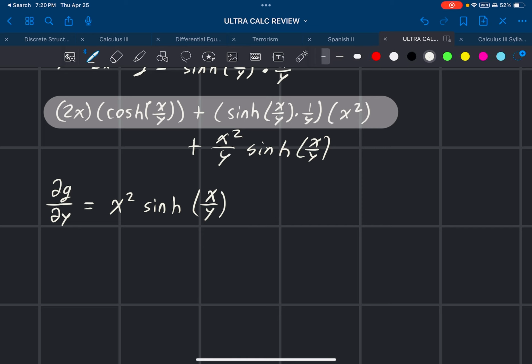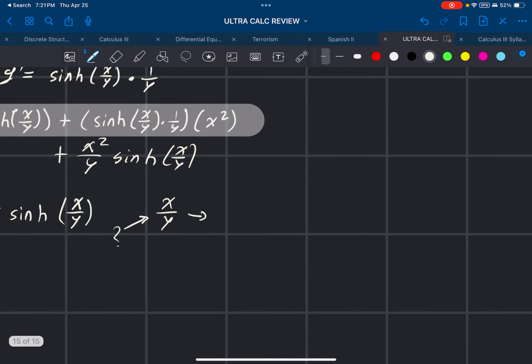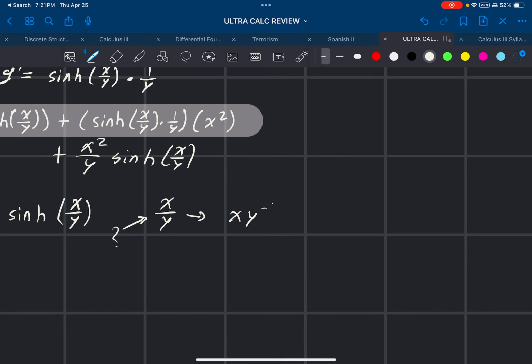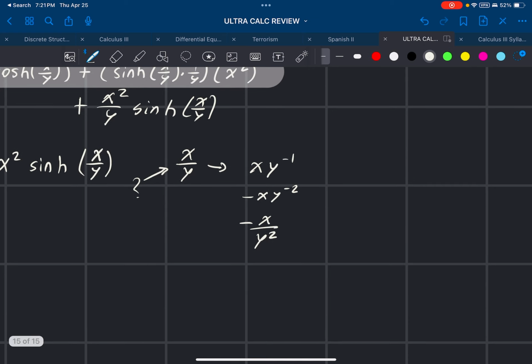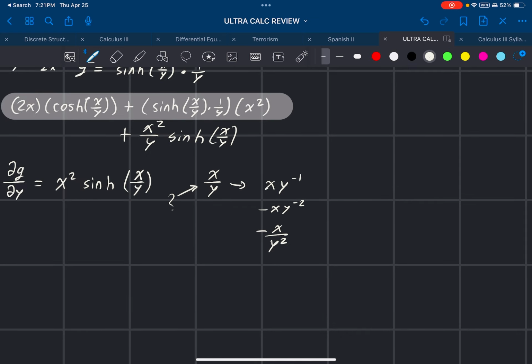Well, for this one, this is kind of awkward to take the derivative of as it is. So what you want to do here is bring the y to the top, and then go ahead and take the derivative like normal. So then this ends up being negative x over y squared.